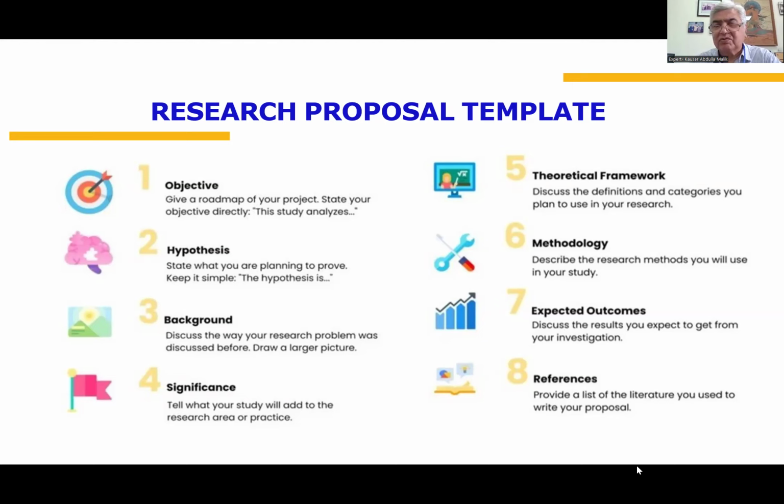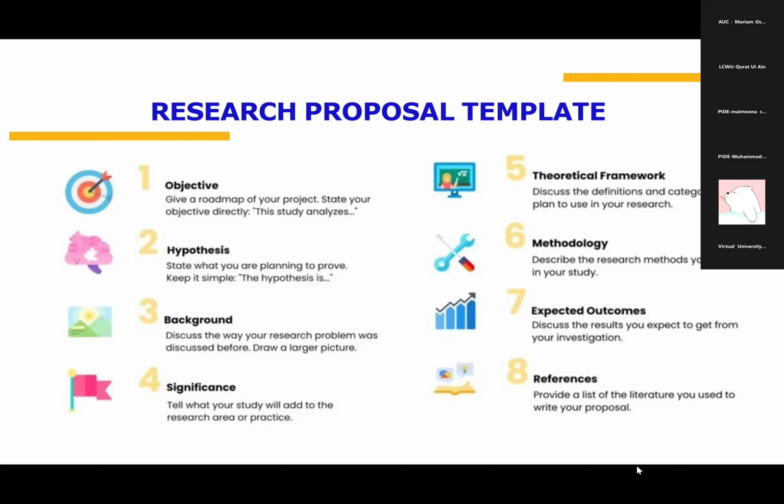So we have to describe the methodology that you will be adopting while doing the research. This methodology part is very important for the reviewers also, because they would like to know whether you have the knowledge and the ability to do the work or not. Then obviously the expected outcomes and then references.